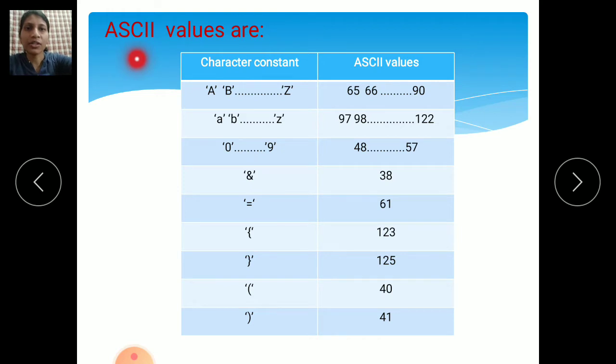See, what is the full form of this? A is for American, S is for Standard. American Standard Code for International Interchange. This is the full form of ASCII. American Standard Code for International Interchange. Remember this full form, okay?